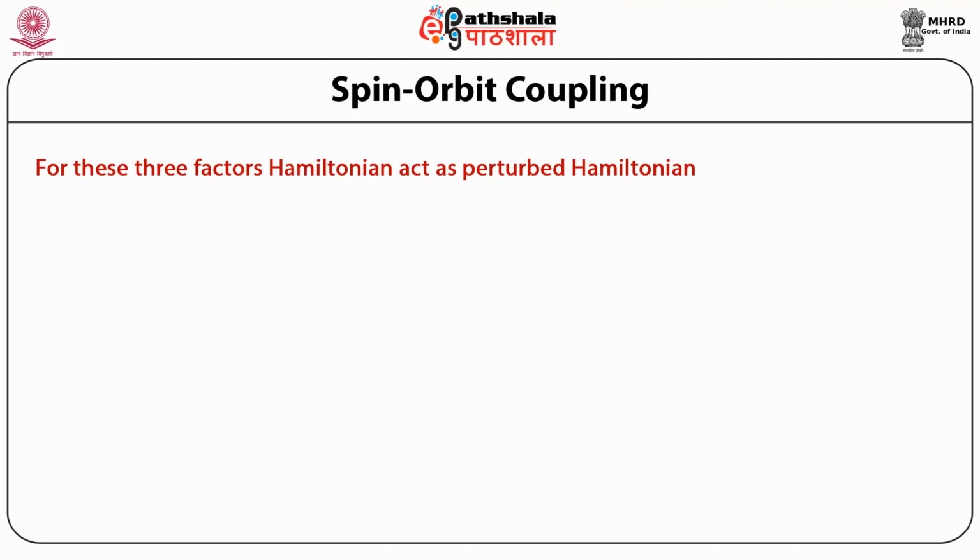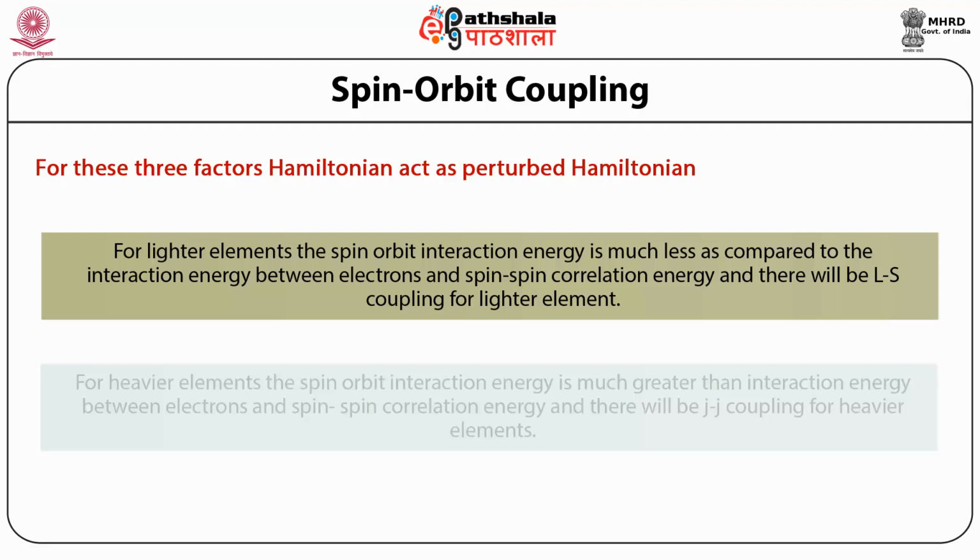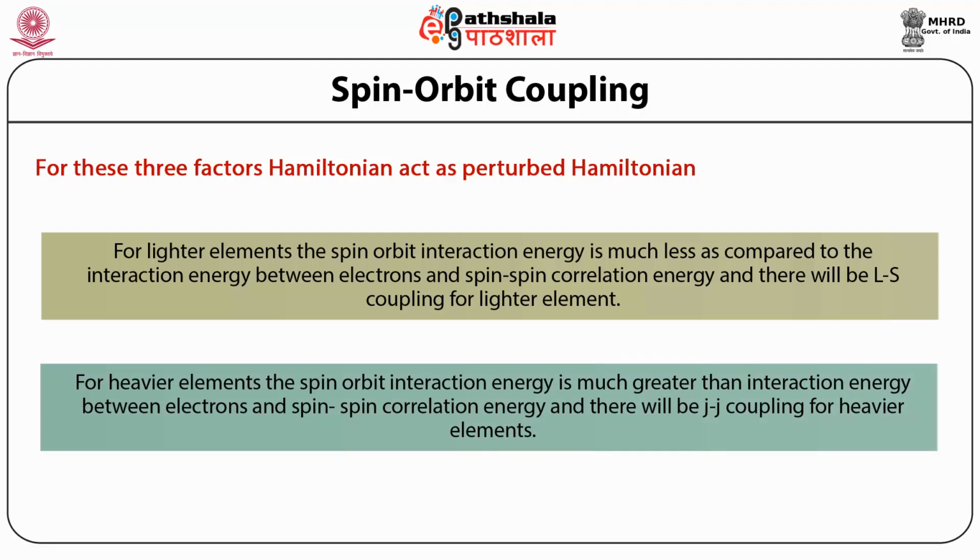the Hamiltonian acts as the perturbed Hamiltonian. For lighter elements, the spin orbit interaction energy is much less as compared to the interaction energy between electrons and spin-spin correlation energy, and there will be LS coupling for lighter elements, while for heavier elements the spin orbit interaction energy is much greater than the interaction energy between electrons and spin-spin correlation energy, and there will be JJ coupling for heavier elements.